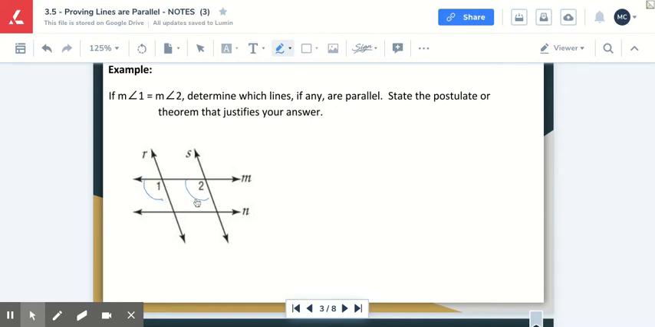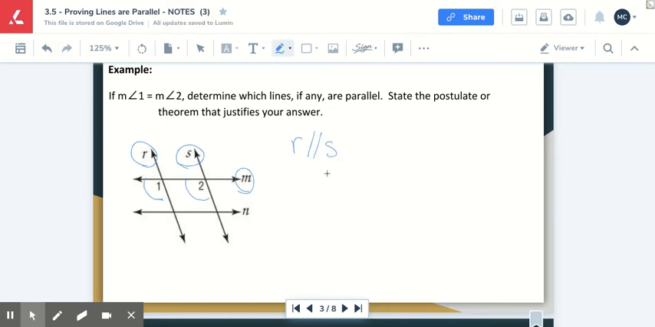The relationship between those two angles is that they would be corresponding angles because they're located in the same position on these two lines. The transversal in this case would be M. So this is our transversal. And these are the two lines that are cut by that transversal, R and S. So because angle 1 and angle 2 have the same measure or are congruent, we can conclude that line R is parallel to line S.